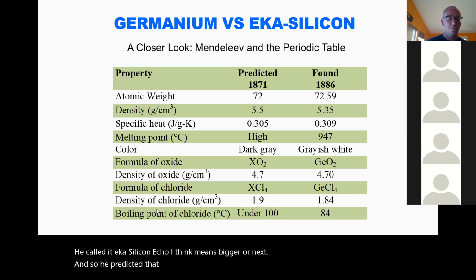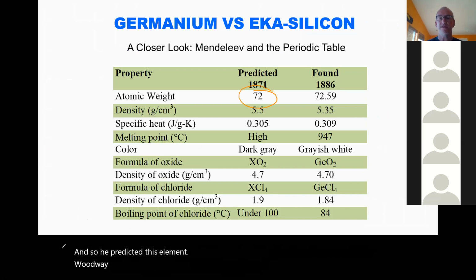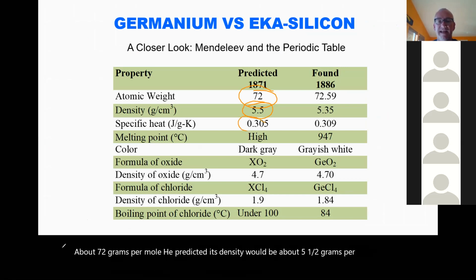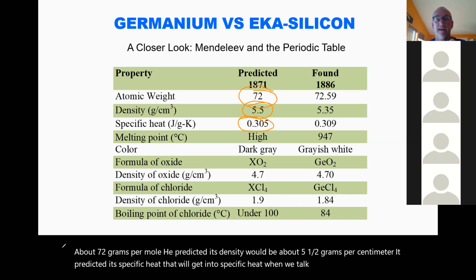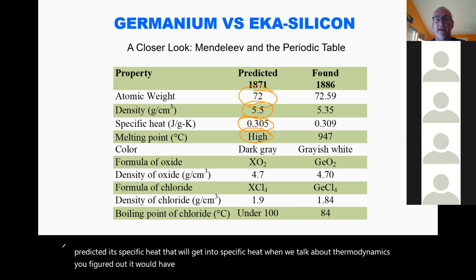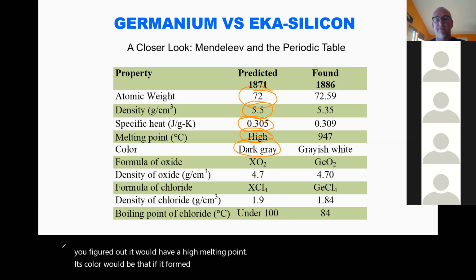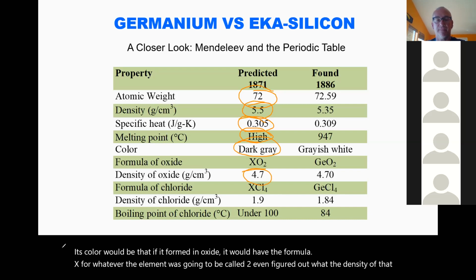And so he predicted that this element would weigh about 72 grams per mole. He predicted its density would be about 5.5 grams per centimeter. He predicted its specific heat, and we'll get into specific heat when we talk about thermodynamics. He figured out it would have a high melting point, what its color would be, that if it formed an oxide, it would have the formula XO2, with X for whatever the element was going to be called. He even figured out what the density of that oxide salt was going to be.